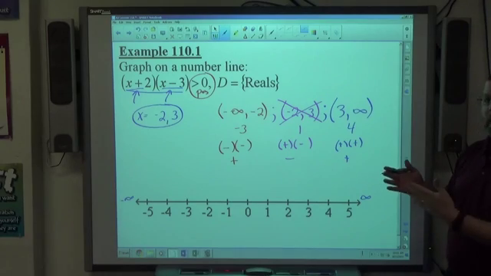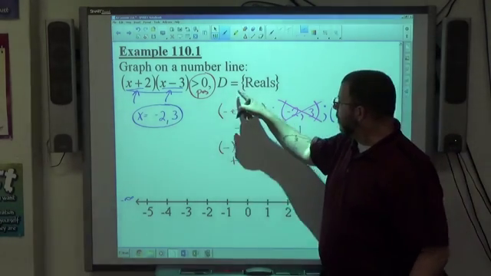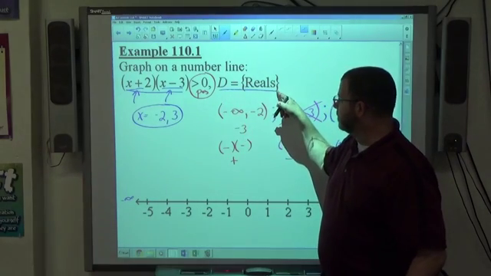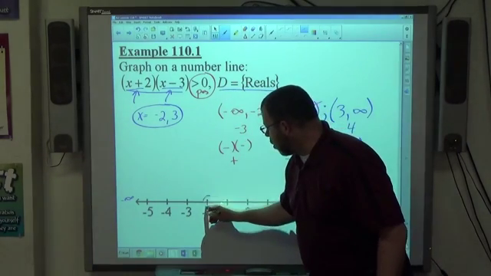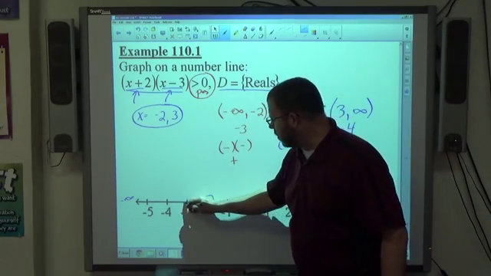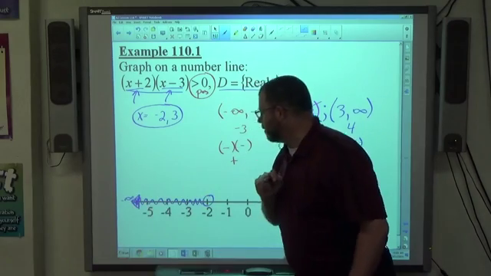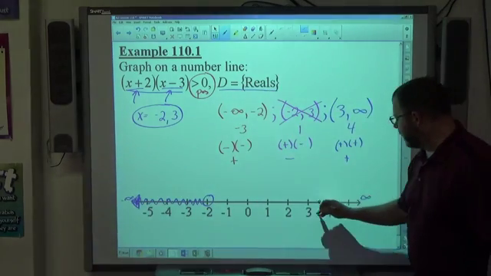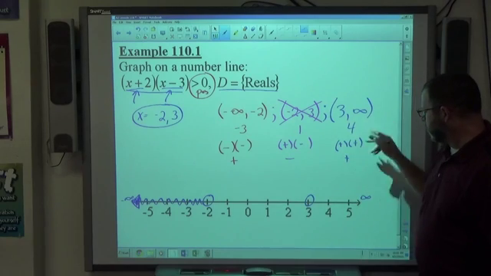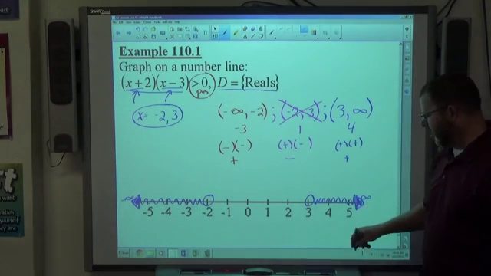So what I want to do is graph both of those on this number line. If I want to graph negative infinity to negative 2, domain set of real numbers, negative 2 gets an open circle because of the parentheses. It goes to negative infinity, so we shade off to negative infinity. Like so. And 3 comma infinity, open circle at 3, and we want to go towards infinity, so we shade towards infinity. Make that arrow bold, and there's your answer.